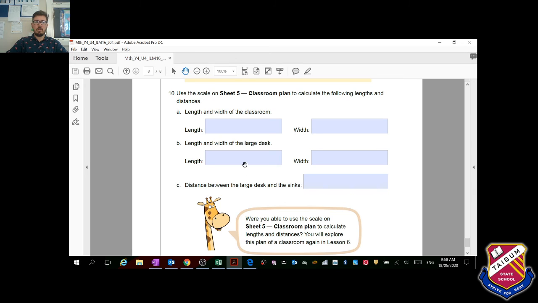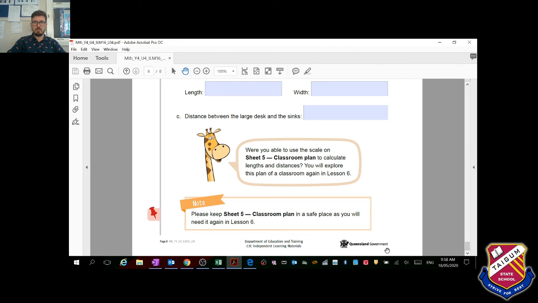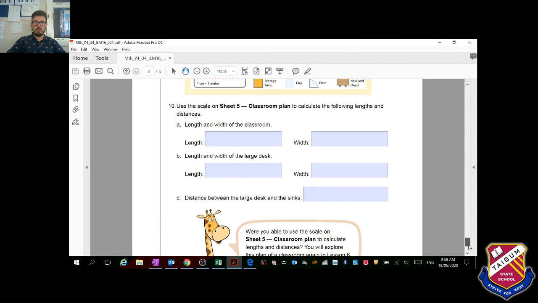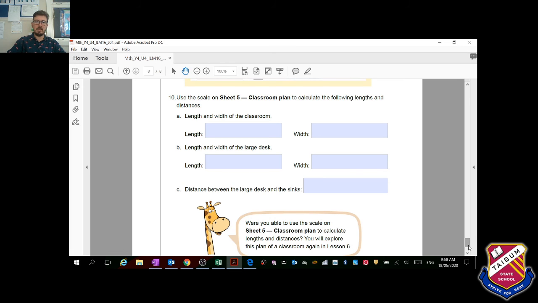So I want you to write there the length and the width of the classroom. Okay, so you'll have to count the squares and write the length and width. The length and the width of the large desk, and the distance between the large desk and the sinks. Okay, so I'll just do that quickly. Pause the video, finish that off, and then I'll go through the answers.